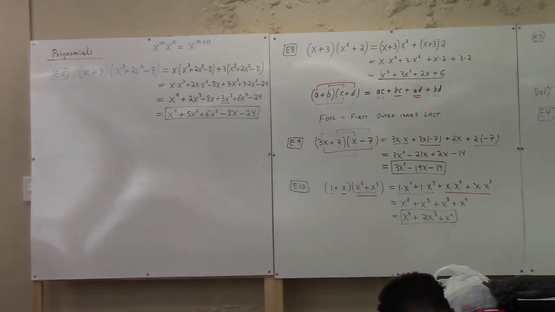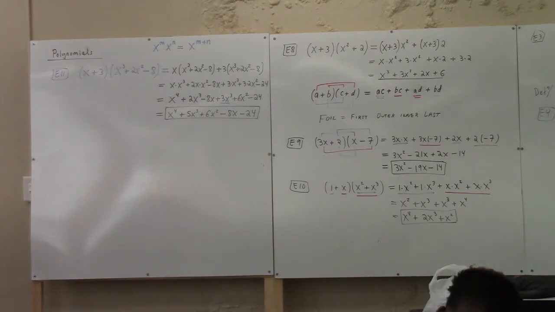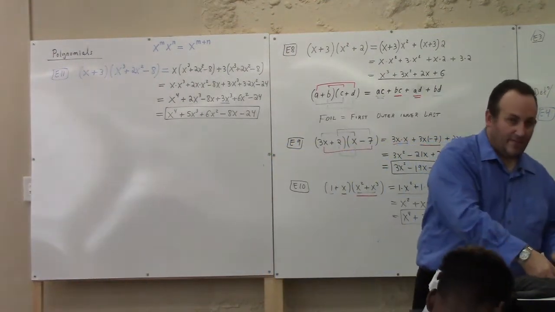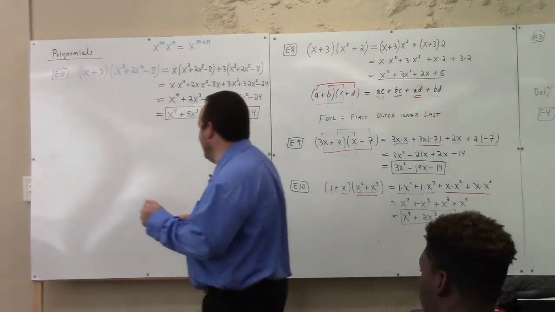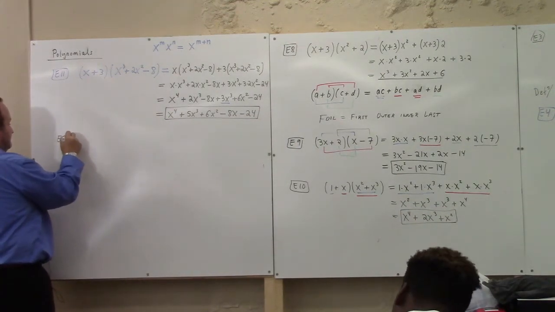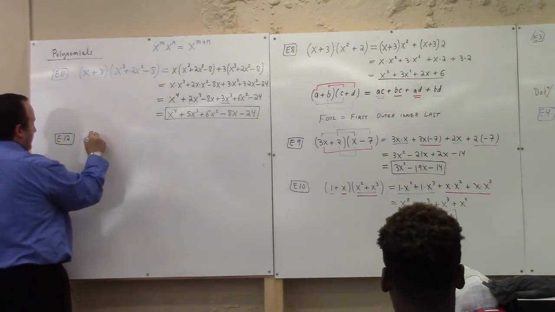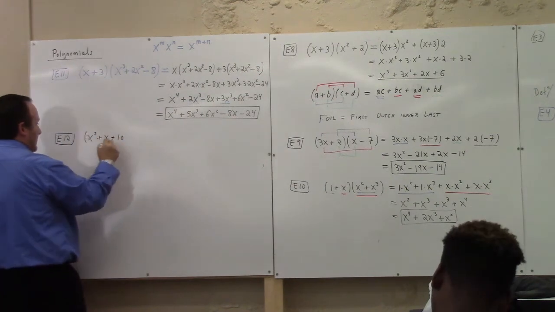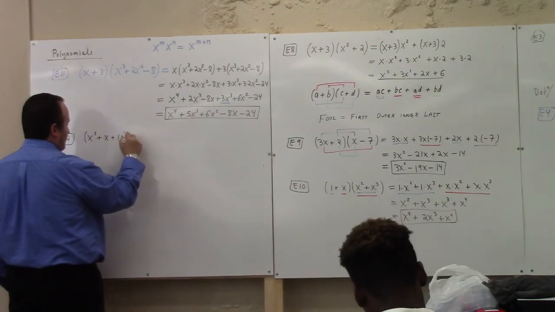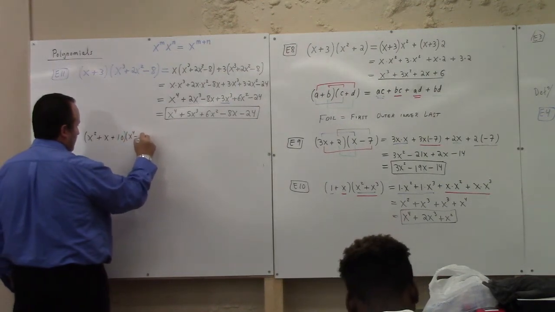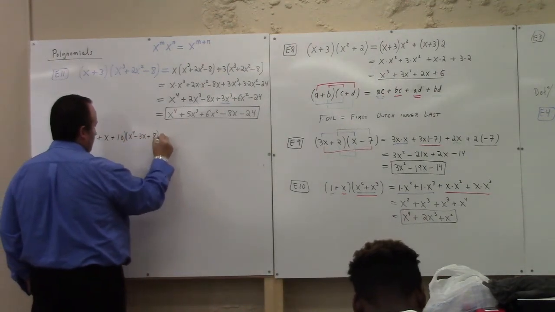I'll do one last and horrible example. I will do 3 things times 3 things. All right? Sound good? No? So if we had x squared plus x plus 10 times x to the 4th minus 3x plus 8, what would we get?